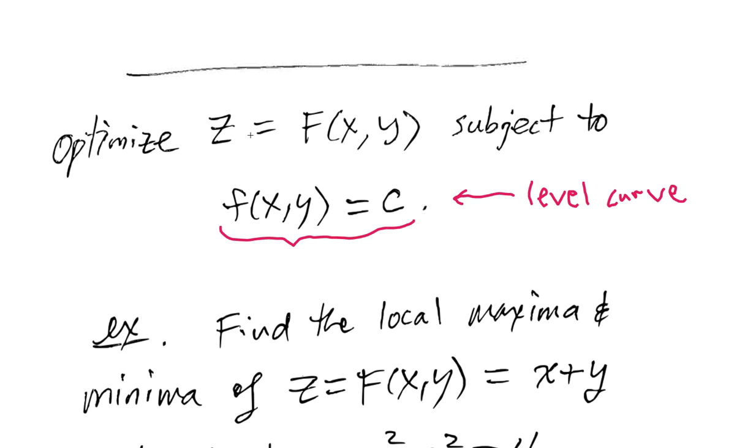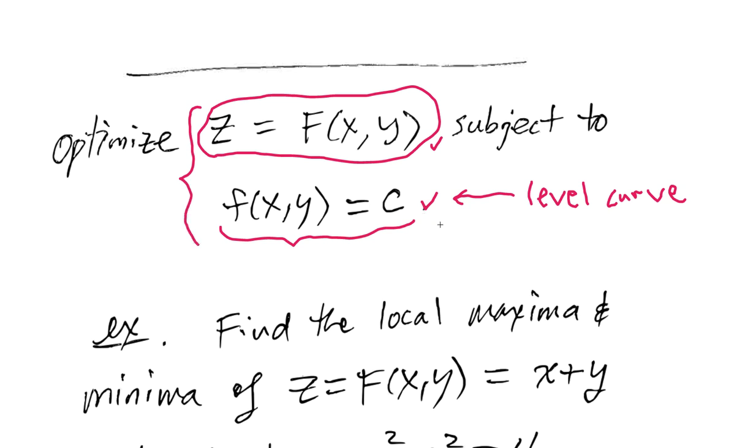Now up here, z is cap F of x, y. I'm going to assume that cap F is nice and differentiable, so this is some nice smooth surface in 3-space. Do you see what I'm doing? I'm trying to find the high and low points on that surface that are actually constrained to lie on that level curve.